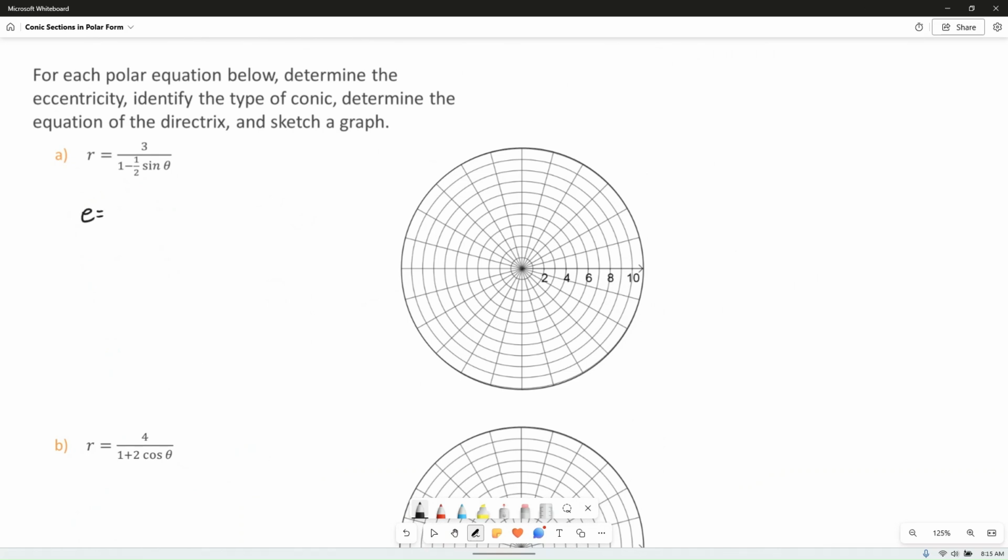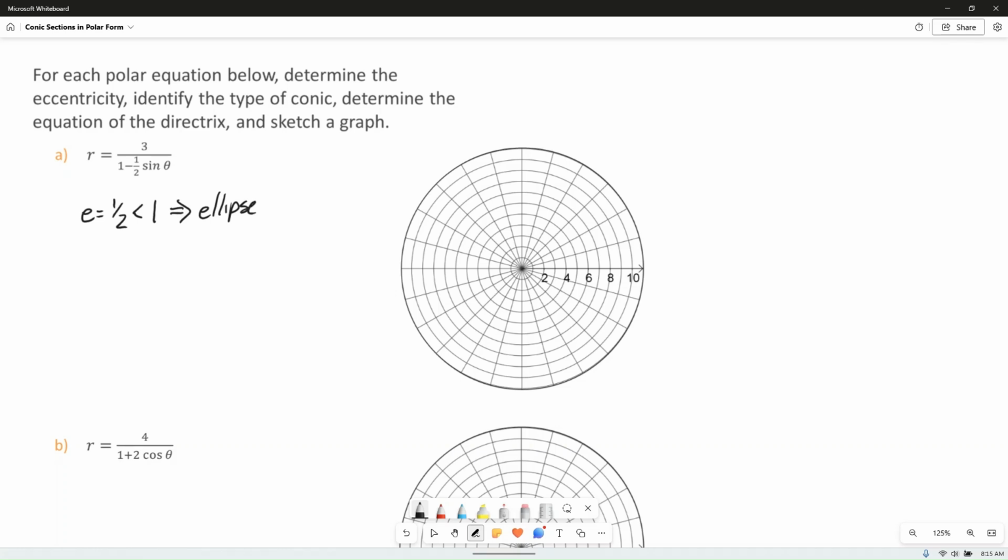The eccentricity is always the number right before the sine or the cosine. It's always a positive value. So in our case, the number in front of sine is a half, so I know the eccentricity is a half. Once we know the eccentricity, we can then identify what kind of conic we have. Since the eccentricity is a half, which is less than 1, I know that I'm going to have an ellipse.